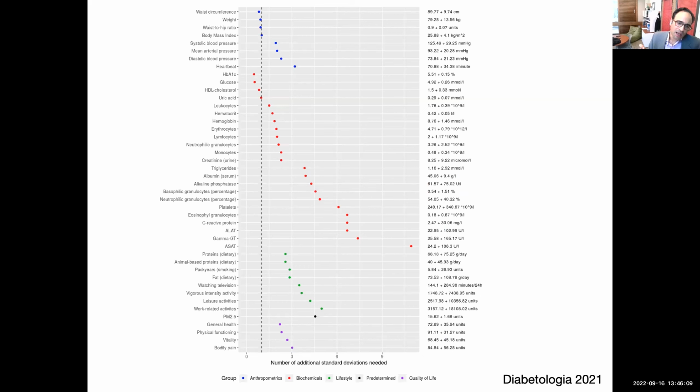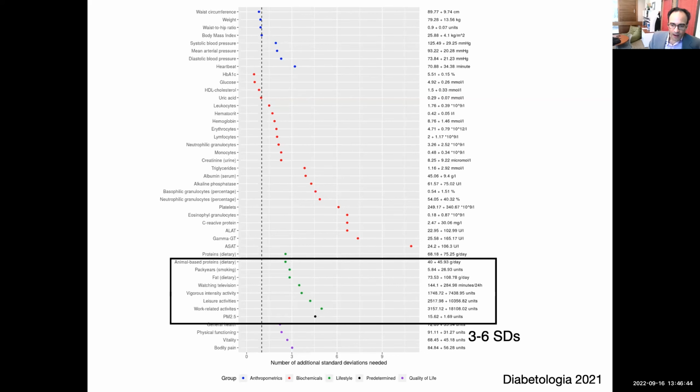He asked the question, if we were to make the strong claim that they're causal, now that's very strong. Not all of these are going to be causal. Most of them might not be. But you can ask the question, how do their effects compare? How do their hazard ratios compare? And so you could scale them all similarly and ask how many standard deviations are needed to be equivalent to the standard of care, or for example, the change of a unit of body mass index. So what's plotted here on the x-axis is the number of additional standard deviations you need to be equivalent to, for example, a change of one standard deviation in body mass index.